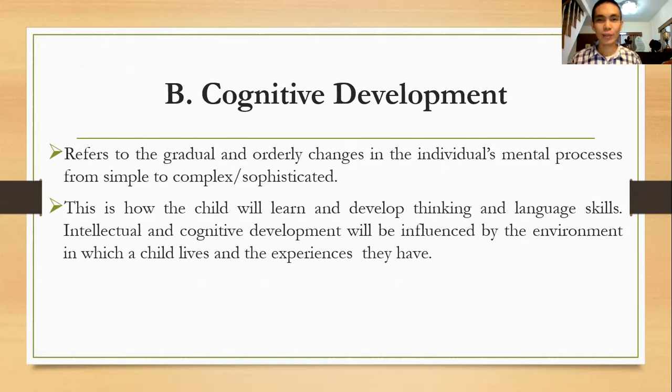Okay. So if before we think in a simple way, through the years we are going to think more complex. Okay, this is how the child will learn and develop thinking and language skills. Intellectual and cognitive development will be influenced by the environment in which a child lives and the experiences they have.